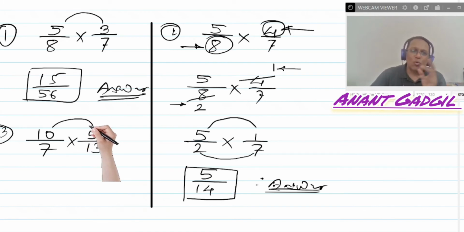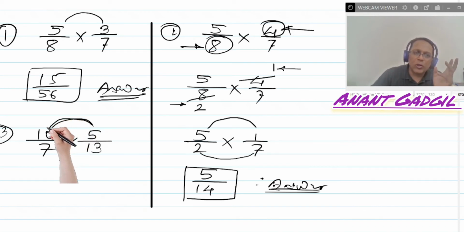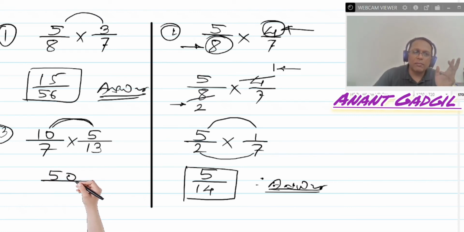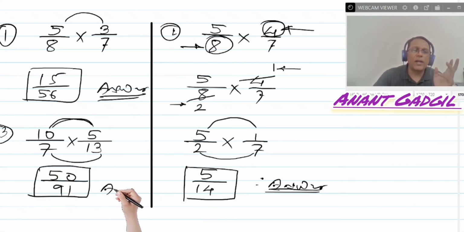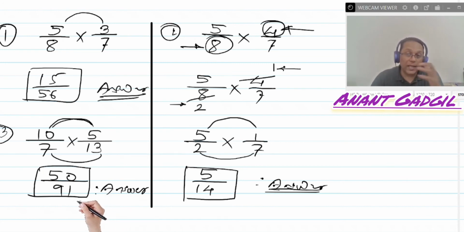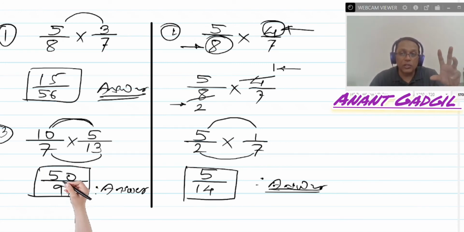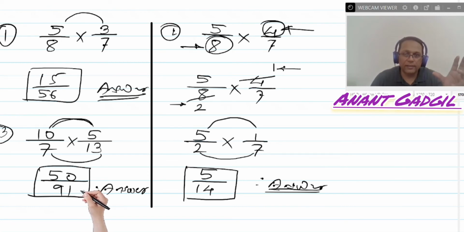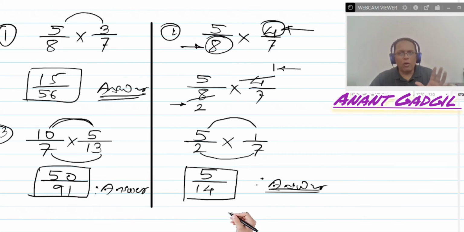So what are we going to do then? We are going to multiply 10 and 5. 10 times 5 will be 50, and 13 times 7 will be 91. This is our final answer. We cannot simplify this further. If these two numbers came in the same table, then we would have to divide. Okay, I hope you have understood the question.